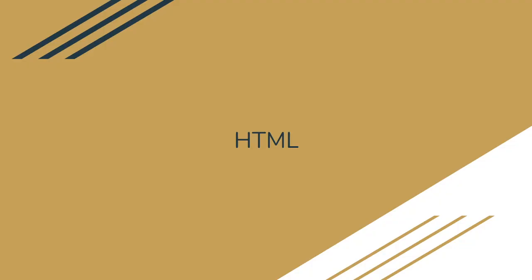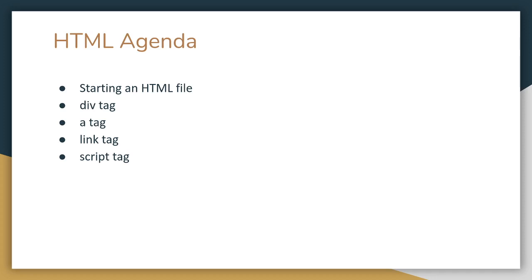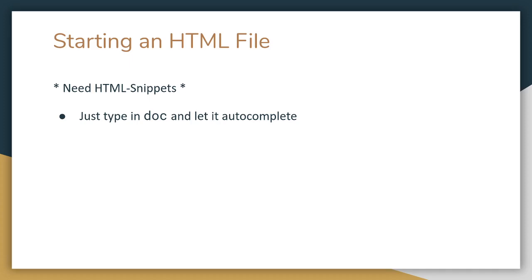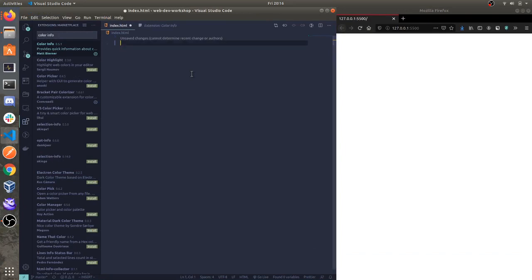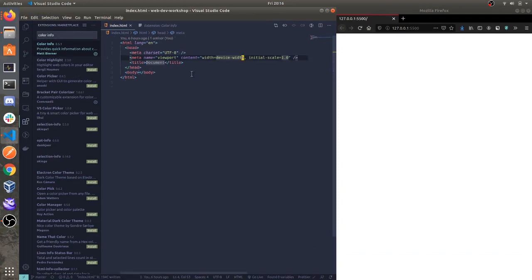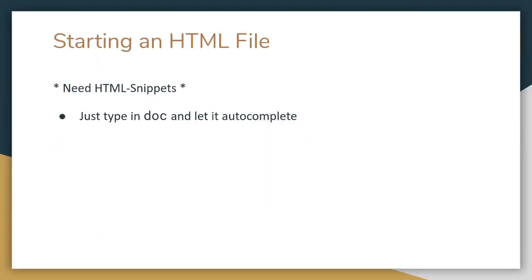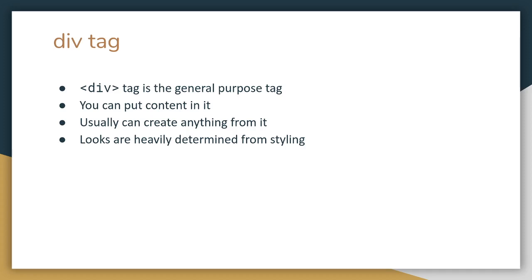So now we can move on to what we want to use HTML for. Now that we understand how to build a website by making smaller rectangles, we can use HTML for that purpose. So now that we have HTML snippets, we can just do doc really quick, and it'll give us all of the things that we need to start our website.